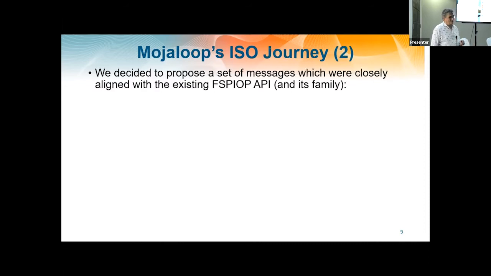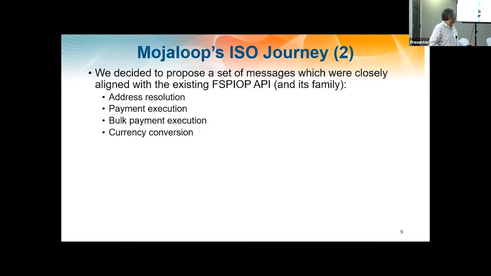So we decided that we would propose a set of messages which were closely aligned with the existing FSP-IOP message catalogue. In fact, to an untutored eye, they might even look identical. Because we figure that we have, as far as we can tell, a set of messages which is well adapted for the environments, the economic and social environments in which we want and need to operate. So that covers address resolution, payment execution, bulk payment execution, currency conversion, and support for third-party payment initiators. Effectively, the full set of operational APIs that we currently support.